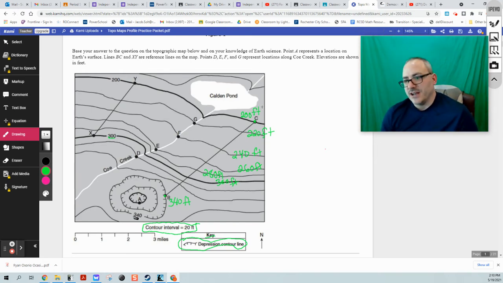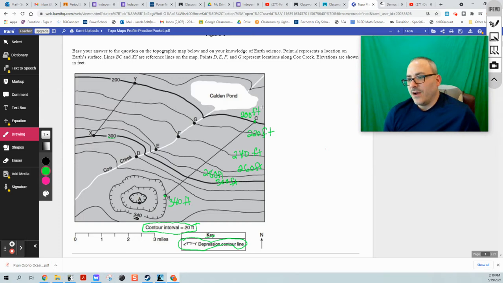Now, it's actually a depression, not necessarily a hole, because look at the distances. This is like 1 mile. So this is a drop of 40 feet over the course of 1 mile. You'd barely notice that if you were walking it. It would just be a slight downhill, but it is a depression that we need to be aware of.